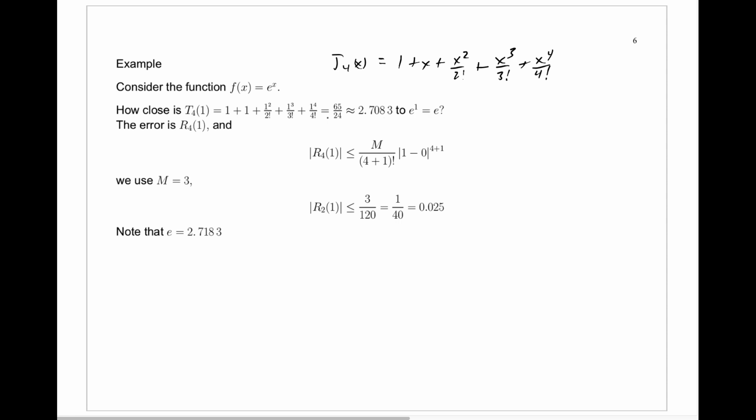And the question is, how close is that to f of 1, which is e to the first power, which is just the number e. So is this a good approximation for e? T4 of 1 came from just a beautiful polynomial function with rational coefficients. Well, the error, how different this is from e, can be bounded using Taylor's theorem.